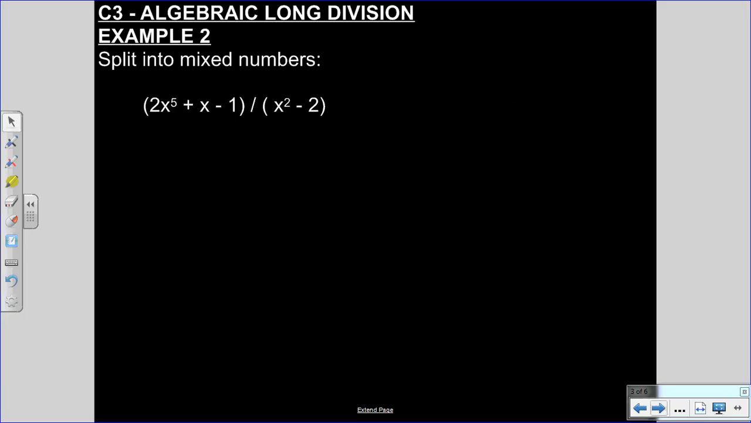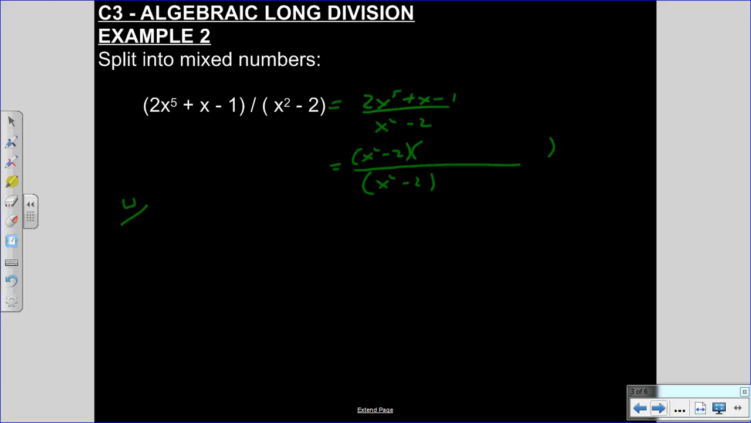Let's go again. This time, I'll write this out. So, 2x to the 5 plus x take 1, over x squared take 2. So always the same: right at the bottom, on the top, working section somewhere to the side. And let's go. What do we need to times x squared by to get 2x to the 5? Well, I need to times it by 2x cubed. Multiply that out. That's 2x to the 5. Good, that's what we wanted. Minus 4x cubed. Done. So now I have, remember, this is what I have, and this is what I want.